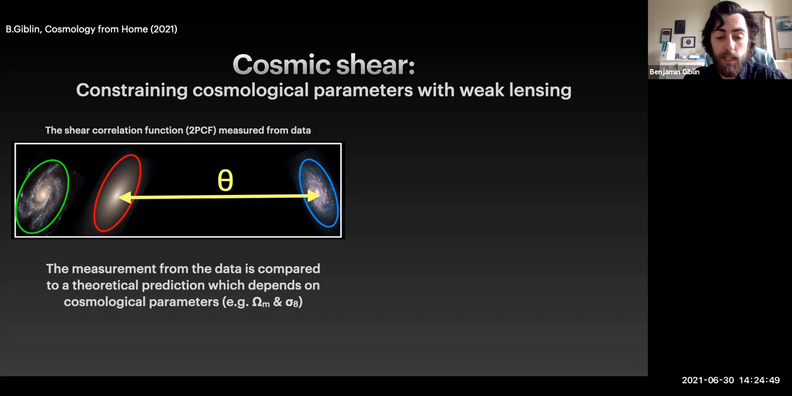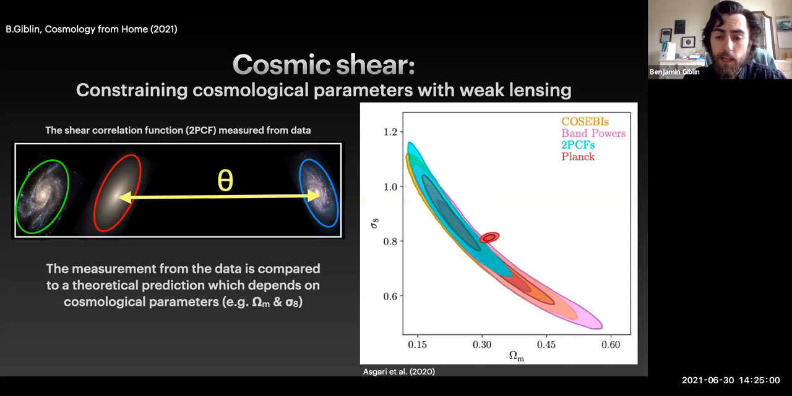And namely, weak lensing is sensitive to the mass energy density of the universe, omega m, and the amplitude of density fluctuations, sigma 8. So here we can see the constraints placed on those two parameters from the most recent weak lensing analysis by the Kilo Degree Survey, or KiDS, and this was published in Asgari et al. 2020. So there are 3 different banana-shaped contours plotted on here, and they're all from the weak lensing data. They're just different ways of quantifying the weak lensing signal.